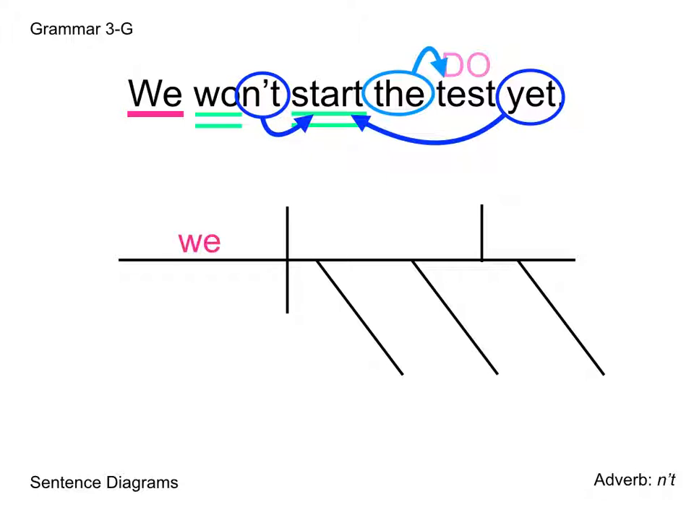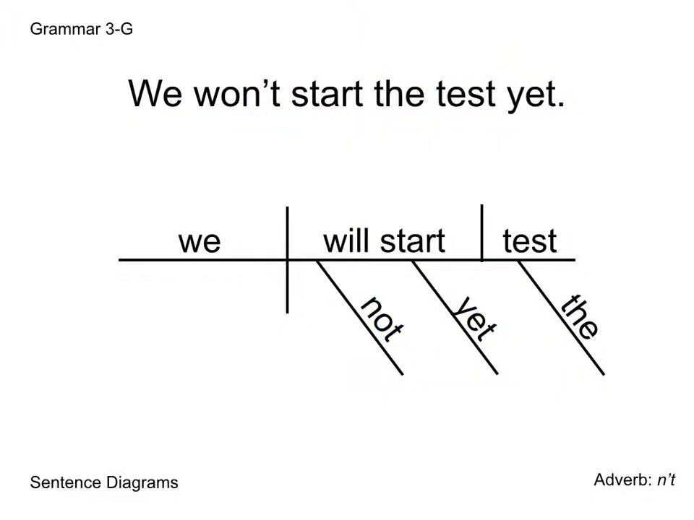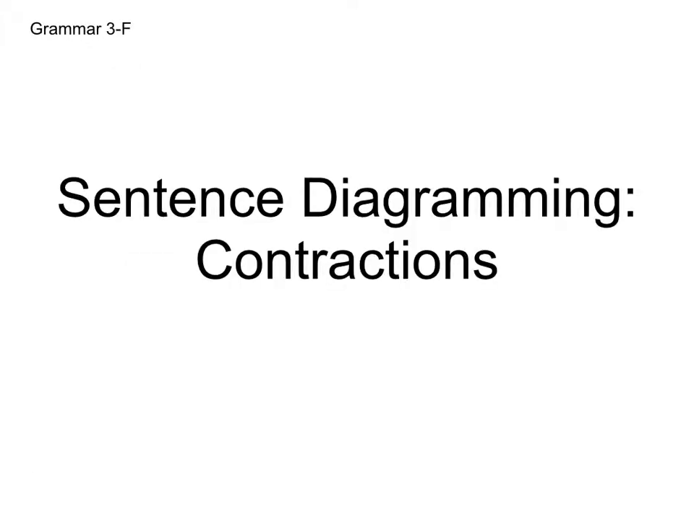So we have "we" as our subject, our verb phrase is "will start," and then our adverbs are "not" and "yet," so those are describing the verb phrase, and then we have "test" as our direct object, and "test" is being modified by "the," an article. And that's how we're going to diagram sentences with n't, the contracted form of "not." Now let's look at sentence diagramming with just a general contraction of a verb and noun or pronoun.